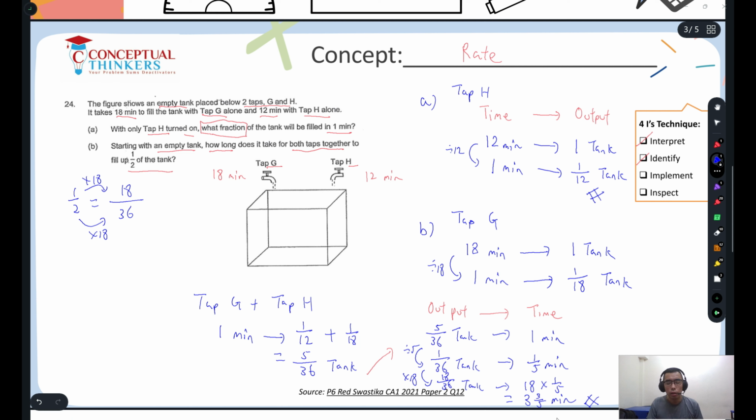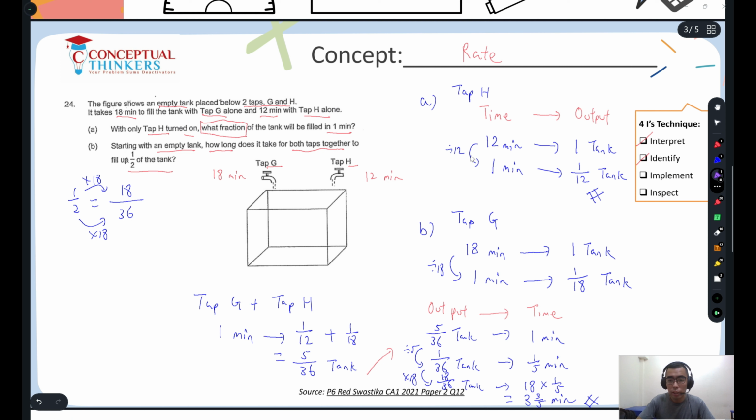Okay, now how do you know whether the answer is correct or not? There are a few ways that you can do it. One is you can take 3 and 3/5 and multiply by the rate of tap H. Then you also take 3 and 3/5 and multiply by the rate of tap G. So these two will give you the output individually for 3 and 3/5 minutes. Then you add them up, and they will give you 18 out of 36, which is half of the tank. Okay, so let's try.